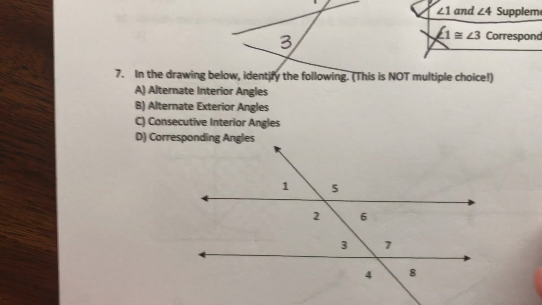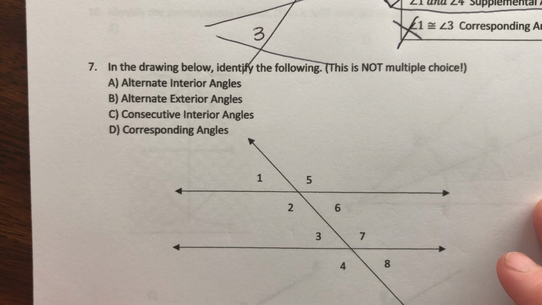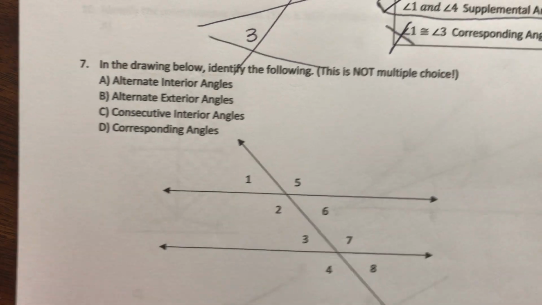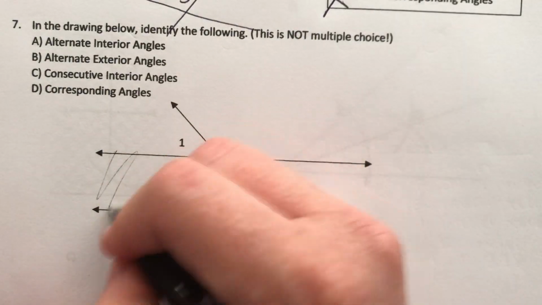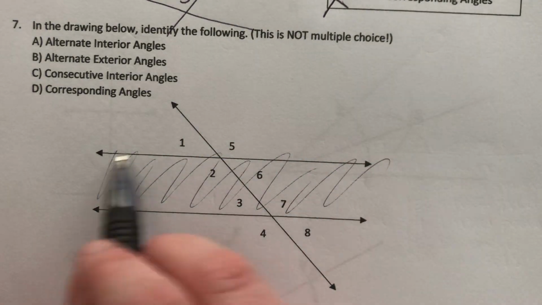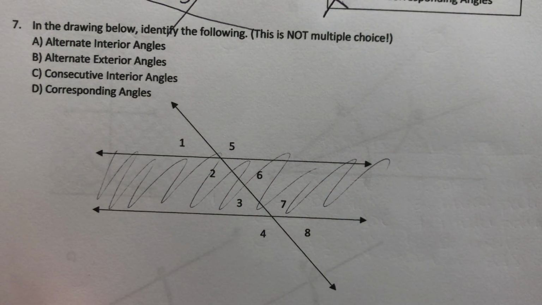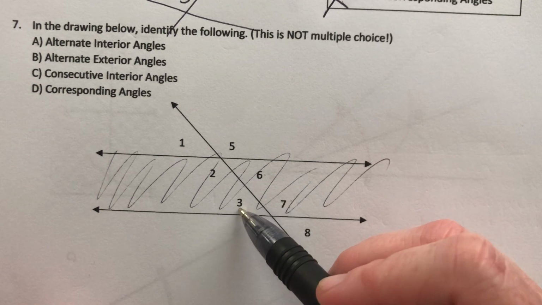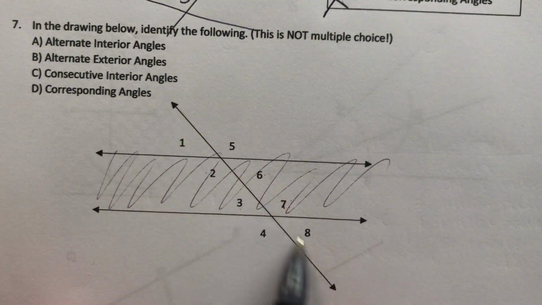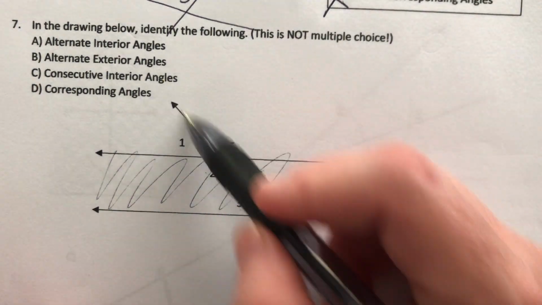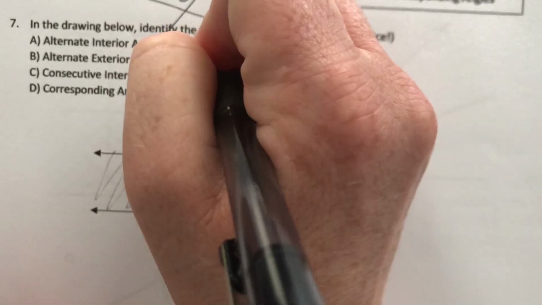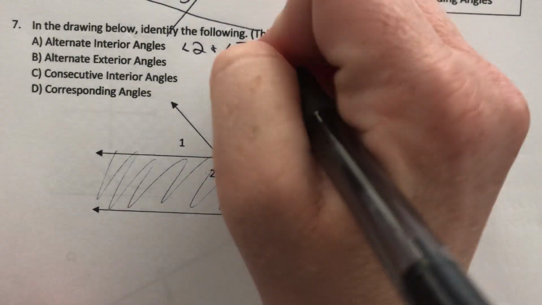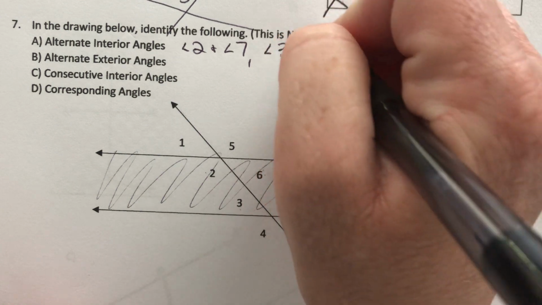All right, number 7. In the drawing below, identify the following. Alternate interior angles. So alternate interior are between the two lines. Alternate are on opposite sides. So 2 and 7 or 6 and 3. 2 and 7 are on different sides of the transversal. 6 and 3 are on different sides. So we'll say angle 2 and 7 and angle 3 and 6.